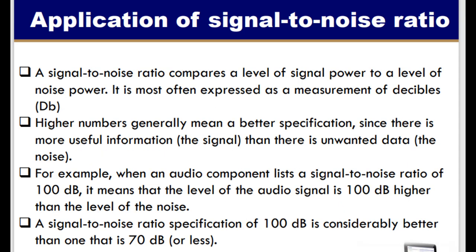Application of signal-to-noise ratio. A signal-to-noise ratio compares a level of signal power to a level of noise power. It is most often expressed as a measurement of decibels, dB. Higher numbers generally mean a better specification, since there is more useful information, the signal, than there is unwanted data, the noise. For example, when an audio component lists a signal-to-noise ratio of 100 dB, it means that the level of the audio signal is 100 dB higher than the level of the noise.